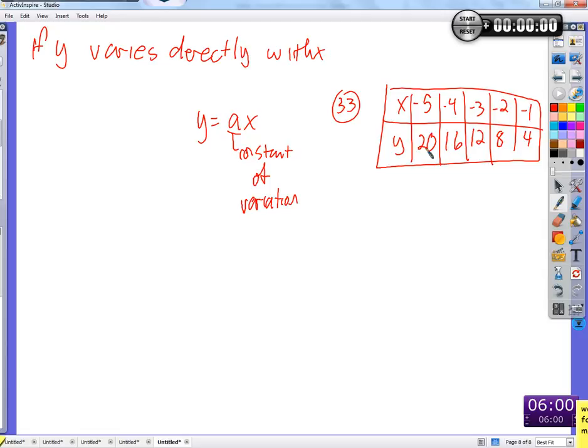They give us this data, and they say, does y vary directly with x? Keep in mind, if y varies directly with x, this is all it means. This is the exact definition of y varies directly with x, or a varies directly with b, or k varies directly with w, whatever. So given this data here, how can we determine whether y varies directly with x?